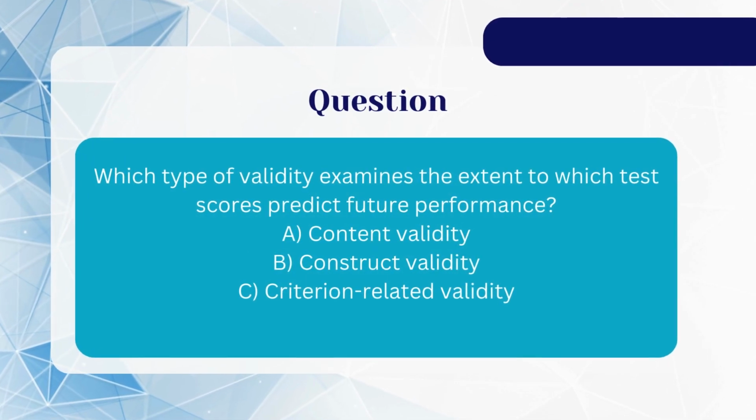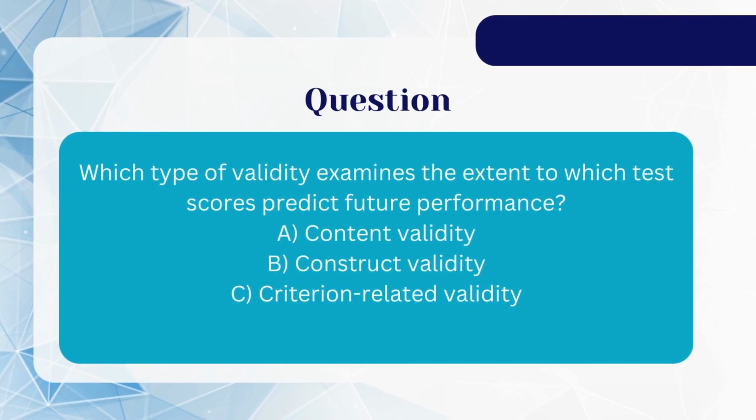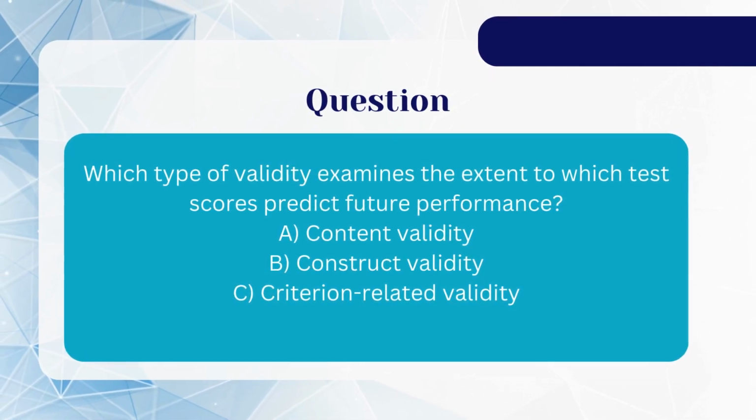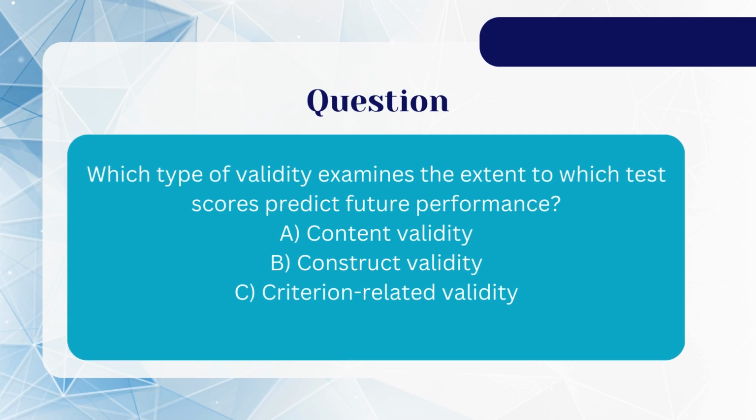Which type of validity examines the extent to which test scores predict future performance? A. Content validity. B. Construct validity. C. Criterion-related validity.